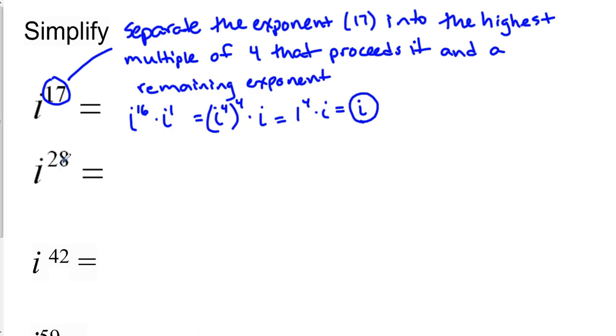So for i to the 28th, I've got to think about that. Would I reach that counting by 4s? Well, yes, I would. So that's going to come out to be i to the 4th, that is a multiple of 4, to the 7th. So i to the 4th is just 1. It's 1 to the 7th. It's 1.